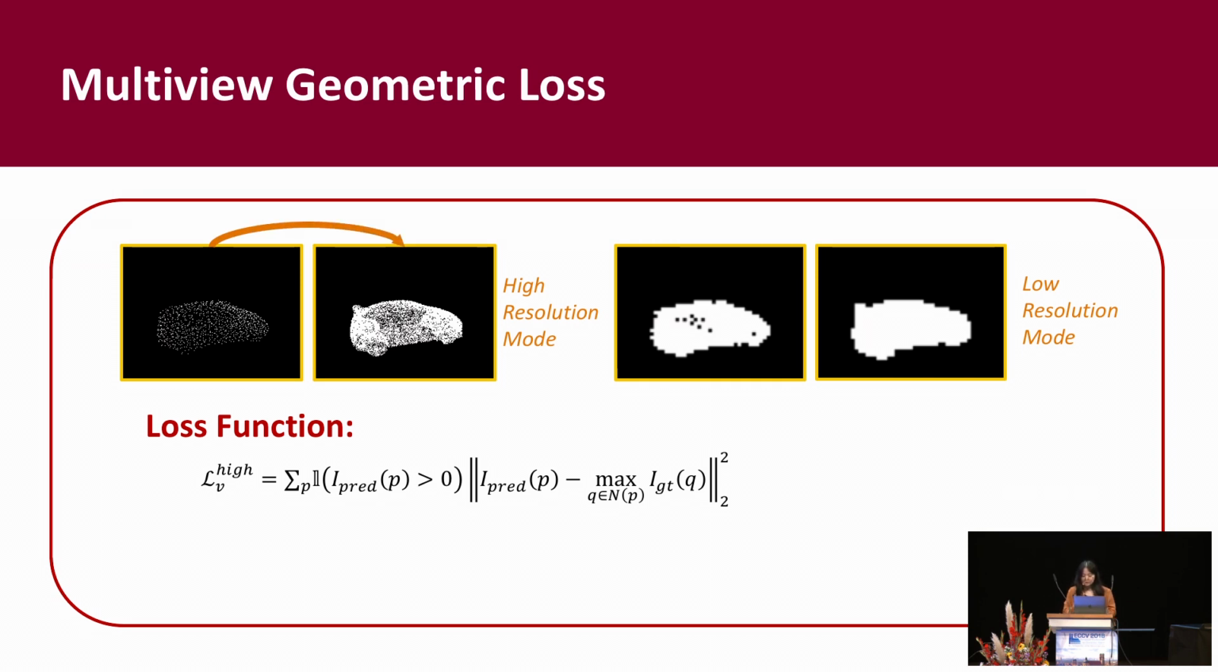However, this is a single directional constraint. We also want to ensure that the predicted points fill the whole shape of the ground truth model. Thus, in low resolution mode, where we set the height and width of the image plane to small values, we add a bidirectional geometric constraint to keep geometry consistency. Although details are lost in low resolution, the rough shape is still visible and can be used to check the consistency. Our multi-view geometric loss is defined as a sum of the low resolution loss and the high resolution loss.